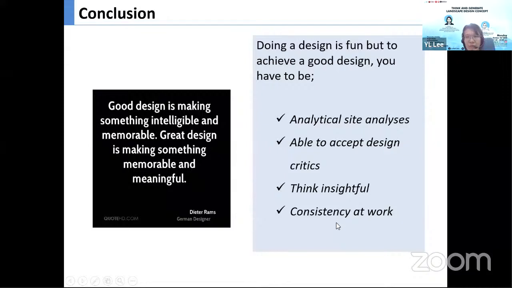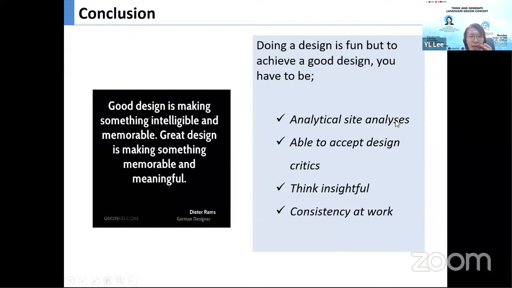And the last, you have to be consistent at work. As final year students, you work individually, right? So it's good that you have your own good discipline. Make sure all your work is done consistently. You don't push work to the last minute, but you plan your work stage by stage.